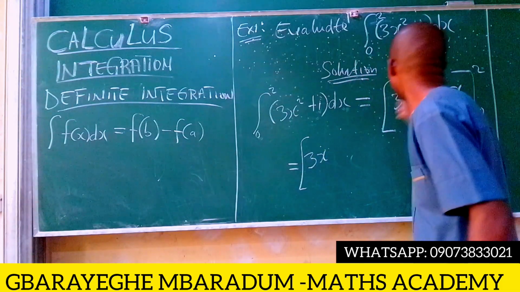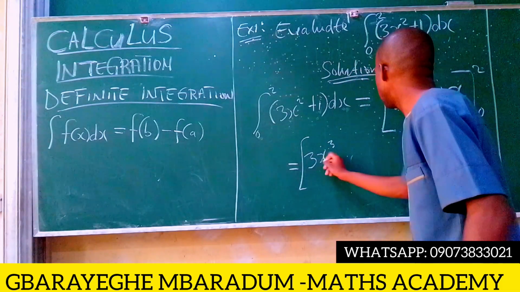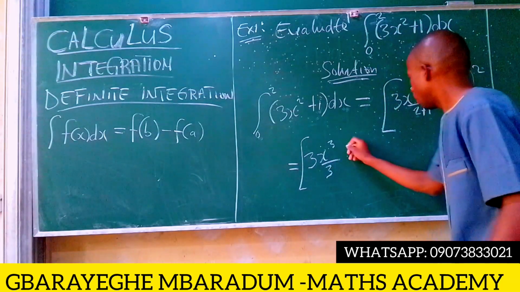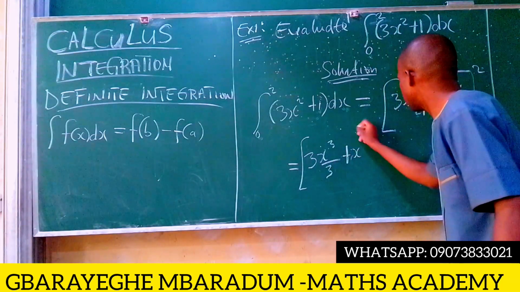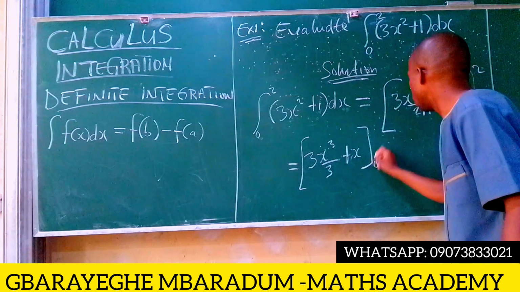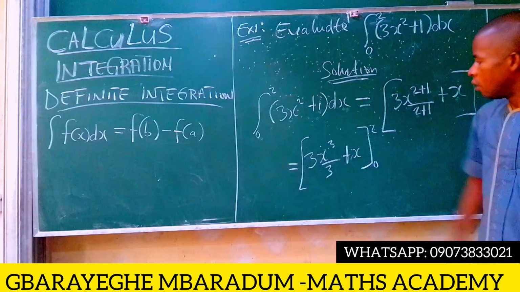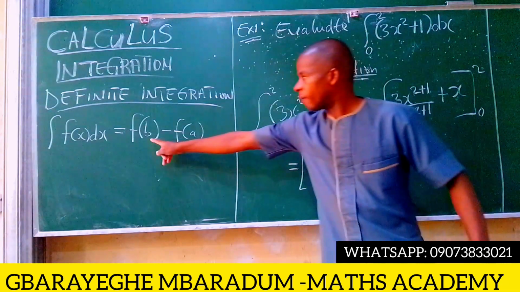2 plus 1 is what? 3, right? 2 plus 1 is what? 3, right? Plus x from 0 to 2. Now that we have evaluated the integral, what we are going to do next is to apply this formula.